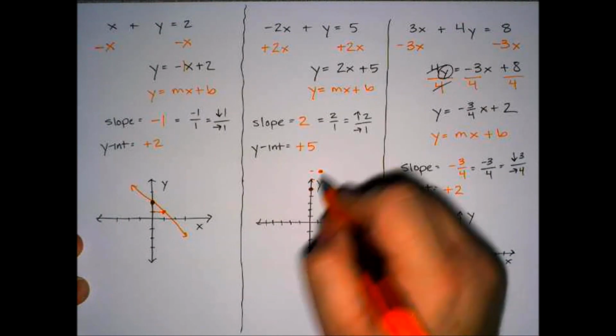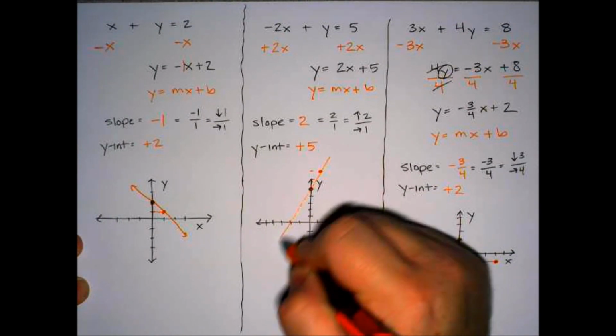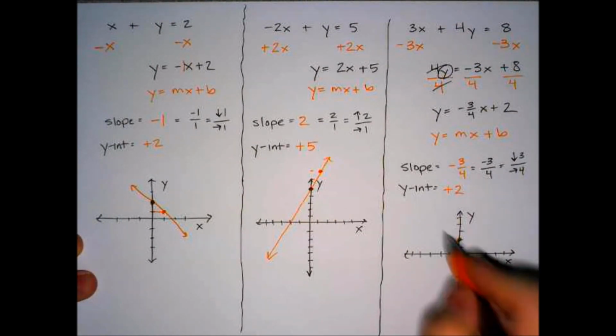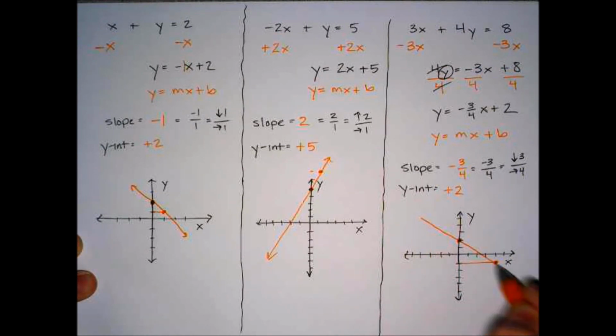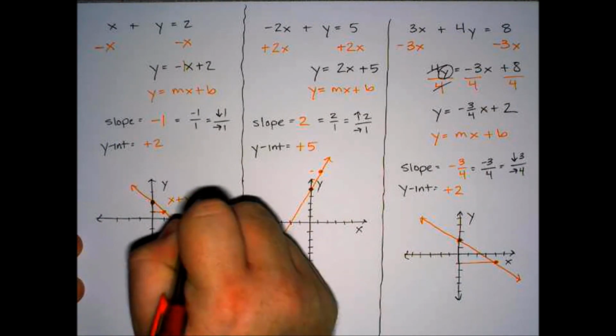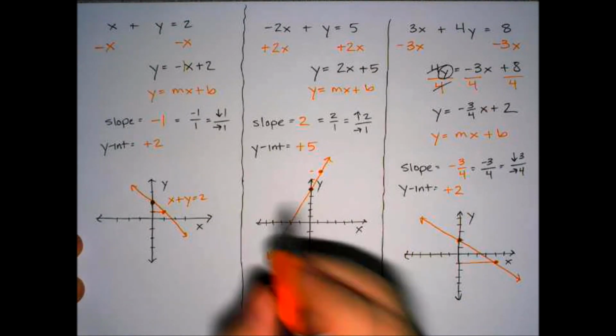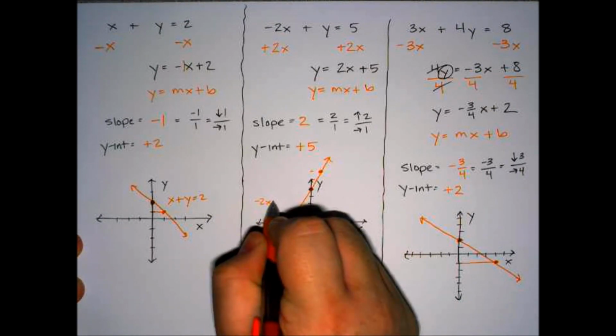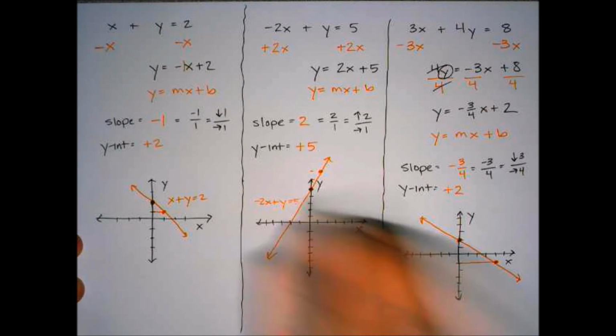Freehanding that one. Freehanding that one. That one. And then the last thing, you should always label which equation you're graphing. That you find right at the top. And this one here.